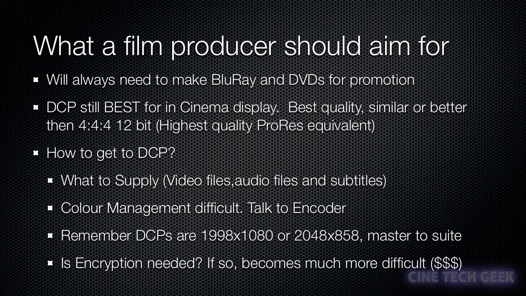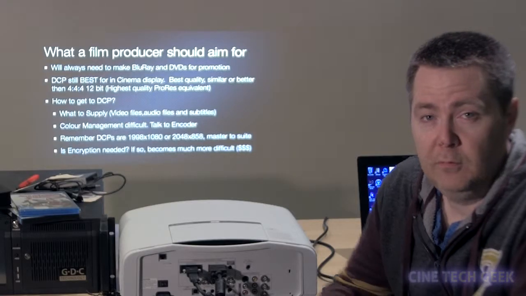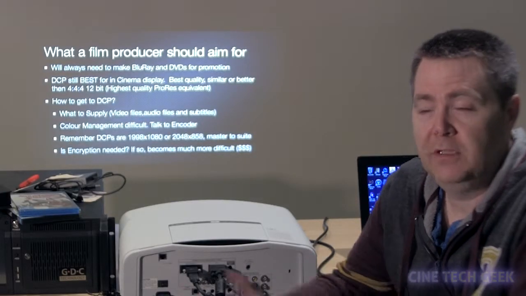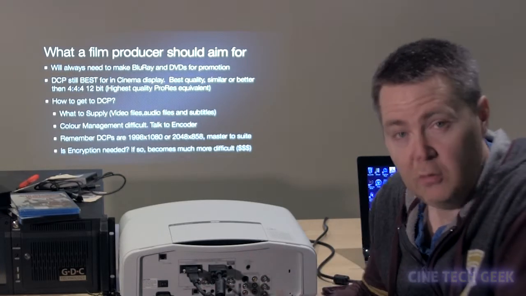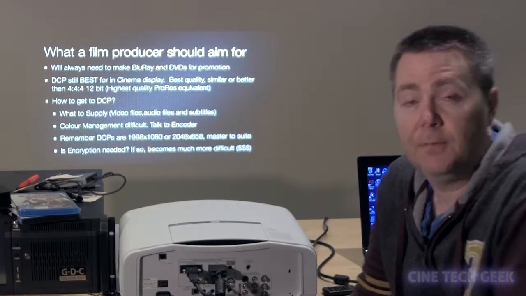Now let's look at what a film producer should aim for. A film producer will always be making some Blu-rays and DVDs for promotional reasons, usually for sending out to be promoted to some cinemas, etc. But at the end of the day, if you're going to show a film properly at Hollywood sort of standards, we're going for a DCP.